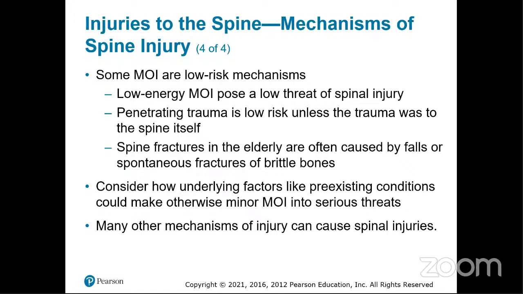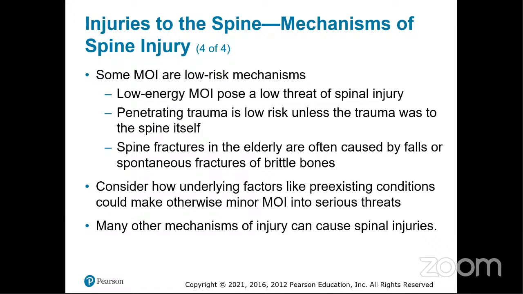Spinal fractures in elderly are oftentimes from falls or spontaneous fractures. They twisted wrong, they bent over wrong, and their bones were so brittle they just fractured. Consider underlying factors or pre-existing conditions that can make a minor MOI into a serious one. I had a gentleman with bone cancer, and somebody grabbing his arm trying to lift him in and out of bed broke it. He had bone cancer, so he had already susceptible bones. Somebody just lifting him around broke it.